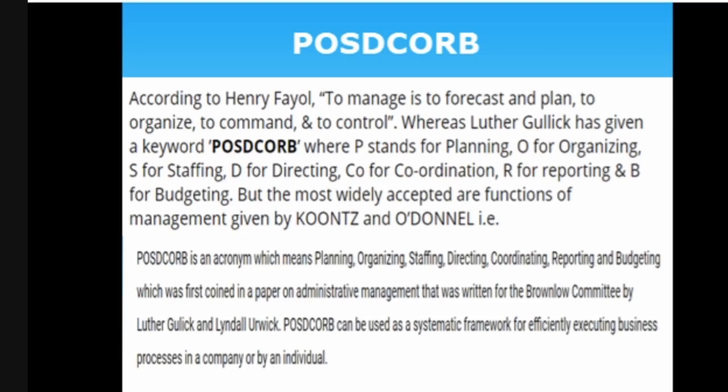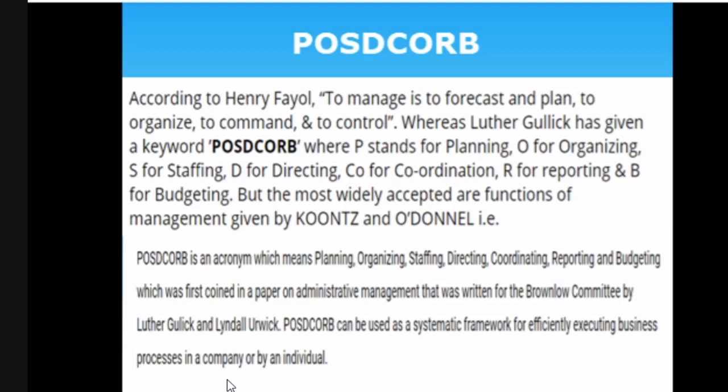Whereas Luther Gulick has given a keyword called POSDCORB, where P stands for planning, O stands for organizing, S for staffing, D for directing, Co for coordination. So here C and O are the same, okay? Coordination, R for reporting, and B for budgeting. This concept describes the functions of management, right?